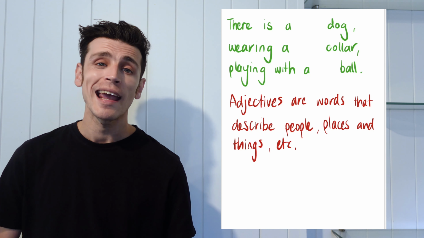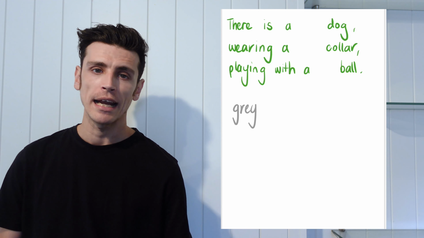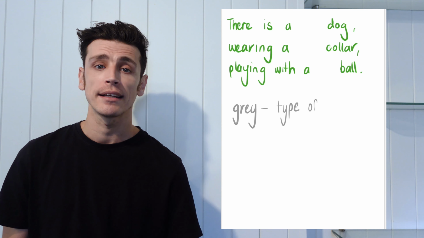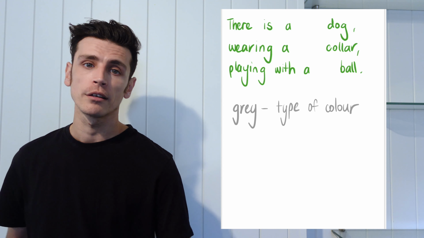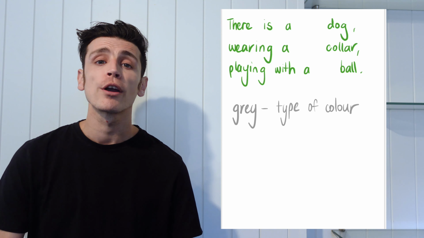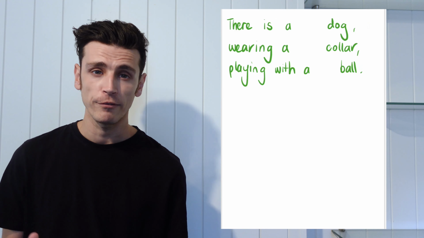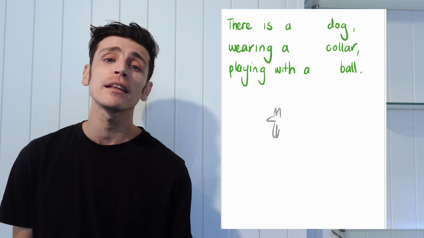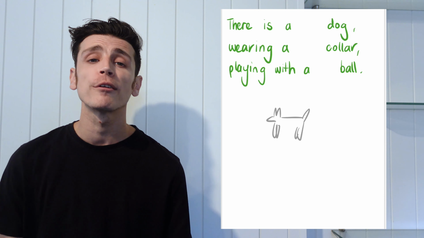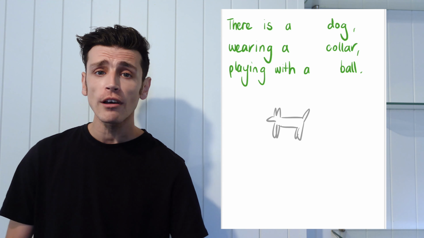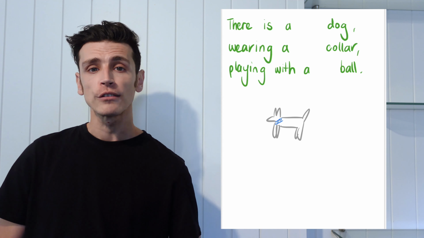So I'm going to take the adjective of grey. And all an adjective does is describe our nouns. So if I put grey in front of a noun, it's simply referring to the colour of that object. If I said a grey t-shirt, for example, it just refers to the colour of that t-shirt. So firstly, I'm going to put it in front of the word dog. So the sentence would read, there is a grey dog wearing a collar playing with a ball. In this case, by having the grey with the word dog, I'm referring to the colour of the fur of the dog. It's a grey furred or grey coloured dog.